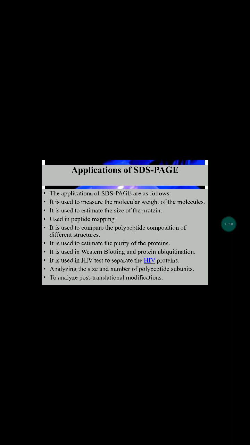It is used in Western blotting and protein ubiquitination. It is used in HIV tests to separate HIV proteins. It is used for analyzing the size and number of polypeptide subunits, and it is used to analyze post-translational modification.